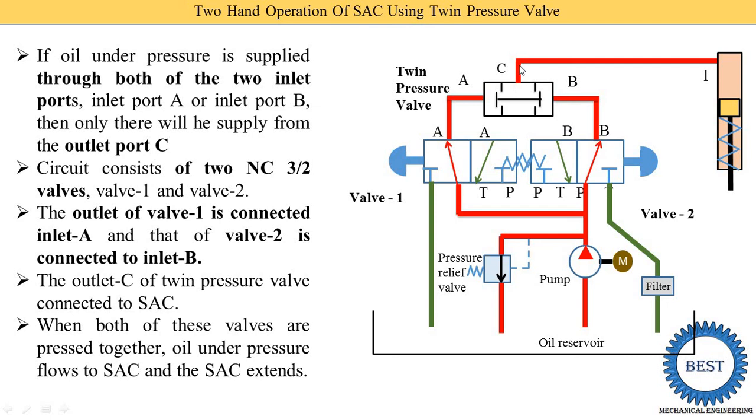Then the twin pressure valve supplies oil to port C, and port C is connected with the single acting cylinder, and this oil applies some force on the piston, and the piston starts to move in the downward direction. When the piston moves in the downward direction, it is called extension. That's why it is written here that the single acting cylinder extends. When the piston reaches the bottom position, what happens? The retraction starts.